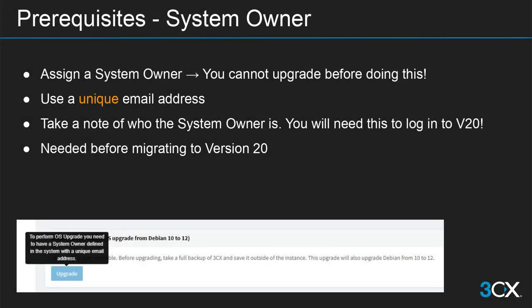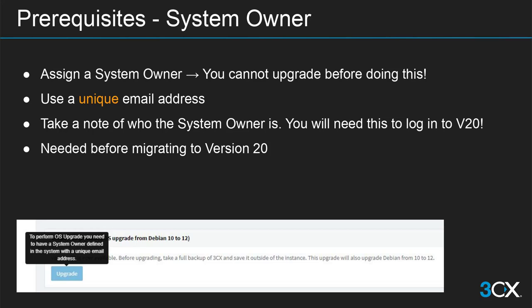The system owner has been a requirement of 3CX since version 18 update 6. If you haven't already done so, you will need to assign one of the users as a system owner. You can have multiple system owners if you want to as well. You're not just limited to one. This system owner or these system owners will need to have unique email addresses that cannot be used on any other users. You will need to take a note of who the system owner is.